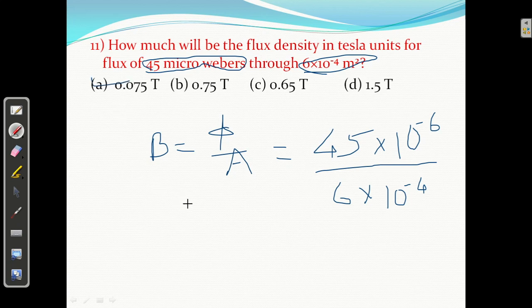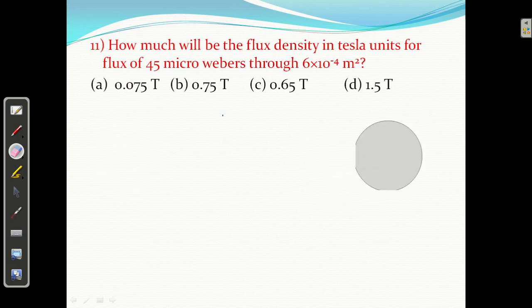You can use the calculator. You will get answer, right? So flux density B equal to flux upon area. You will get 0.075. Just use the calculator. Okay. Next question number 12.